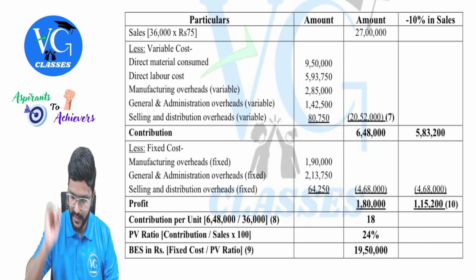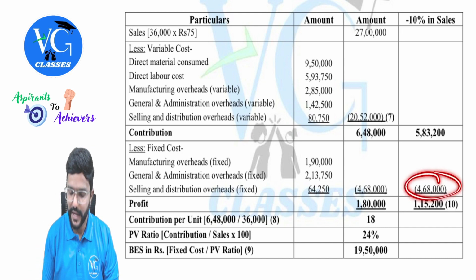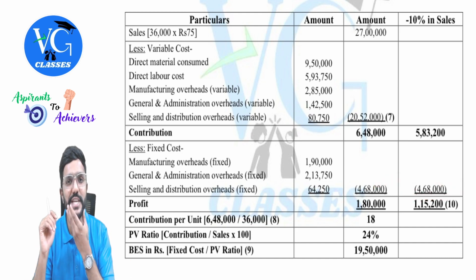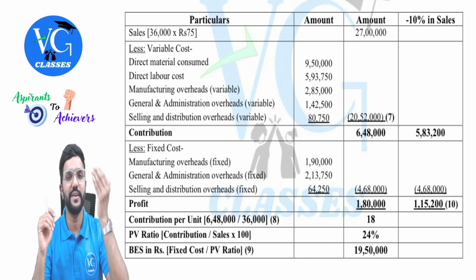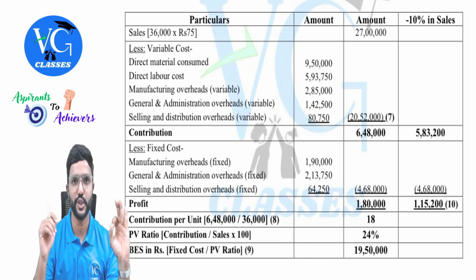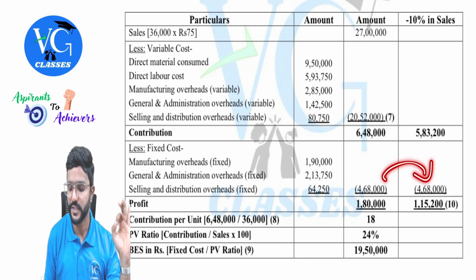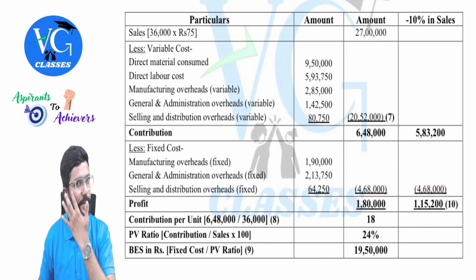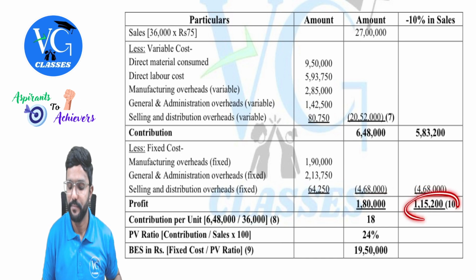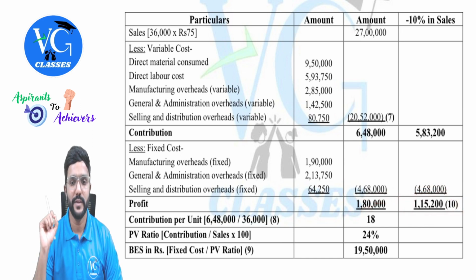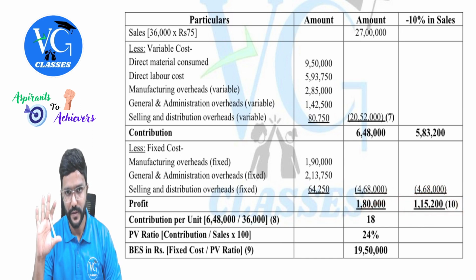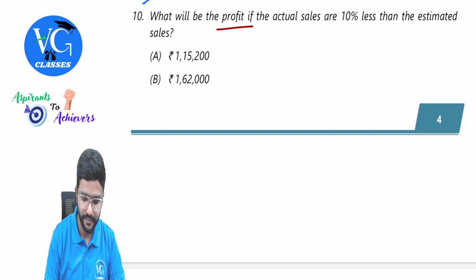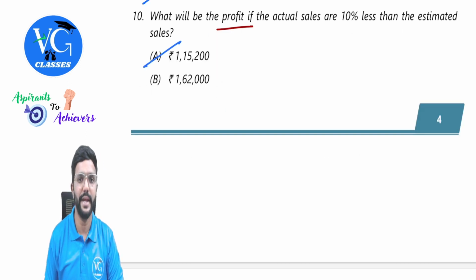5,83,200. From that, reduce fixed cost. Sir, will there be any change in fixed cost? No. Increase or decrease in sales will not affect our fixed cost, guys. So I am taking the same fixed cost. So how much profit do we get? 1,15,200. This is the last requirement. 1,15,200. Hope you understood. Option A.